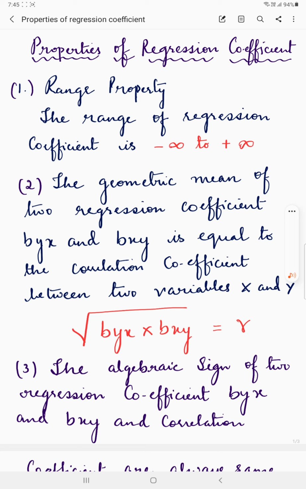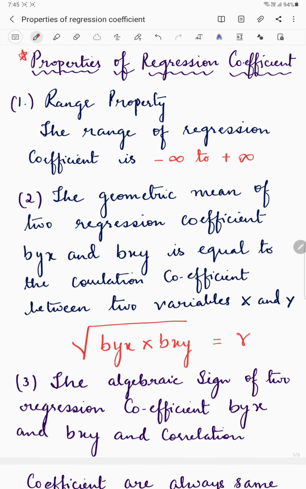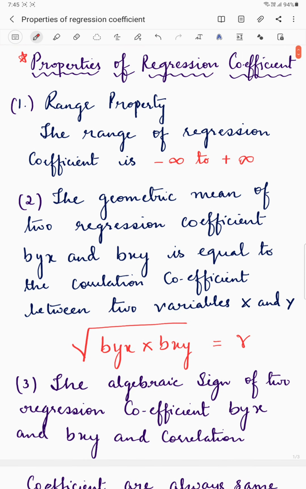So today we will discuss an important short answer question, that is properties of regression coefficient. So this is an important short answer question, yet it is very simple if you understand it. Okay. So as you can see, the first one is the range property.